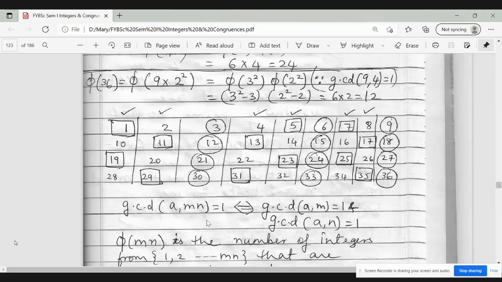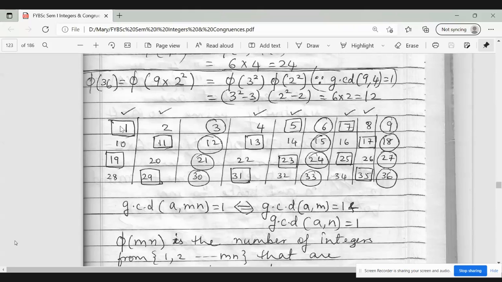When I look at these numbers, what we observe is, if I want the GCD of a number a with mn to be 1, then there is a result that GCD of a with m should also be 1, and GCD of a with n should also be 1. So any number here whose GCD with mn is 1 has the property that its GCD with 9 will also be 1, and its GCD with 4 will also be 1.